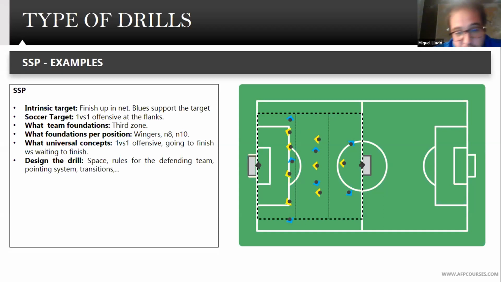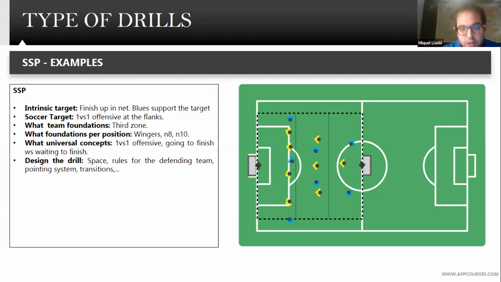My foundations here per position would be referring to the winger or the number 8. And my universal concepts would be precisely 1 versus 1 offensive, how to perform it. For the farthest away players, such as the striker and the opposite winger, the concept of going to finish versus waiting to finish, how I should attack the box, what is the timing behind that. So that would be a kind of a structure that would work for that.